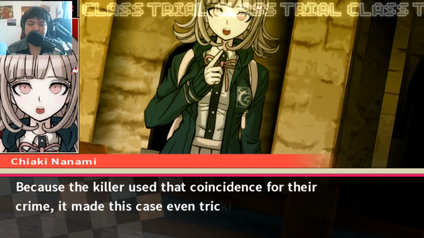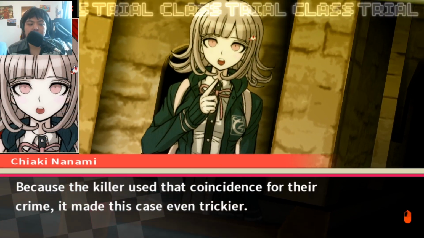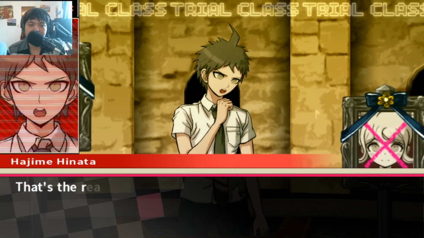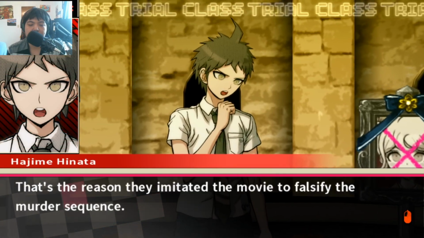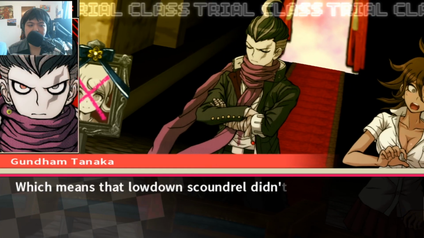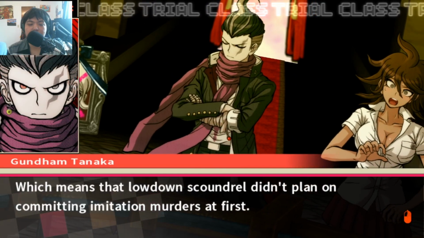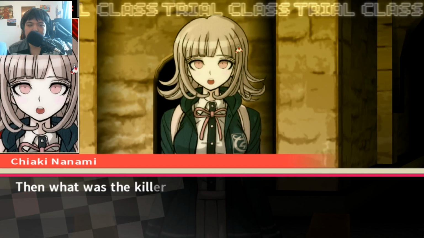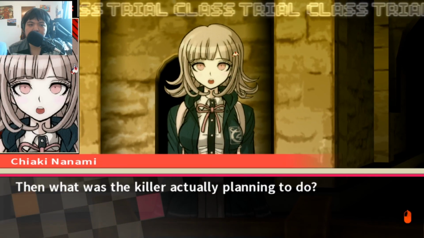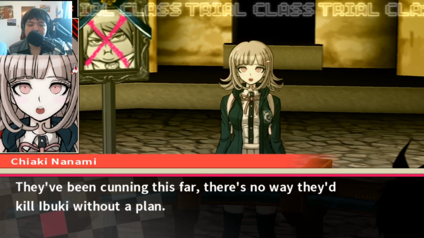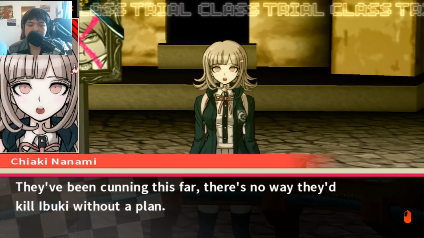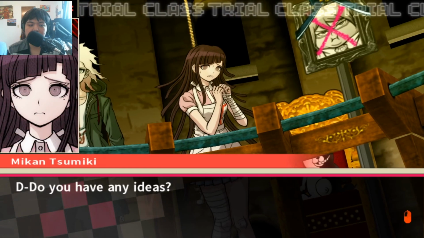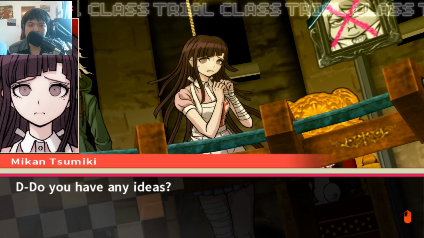Because the killer used that coincidence for their crime, it made this case even trickier. That's the reason they imitated the movie to falsify the murder sequence. Which means that low-down scoundrel didn't plan on committing imitation murders at first. Then what was the killer actually planning to do? They've been cunning this far. There's no way they'd kill Ibuki without a plan. Do you have any ideas?